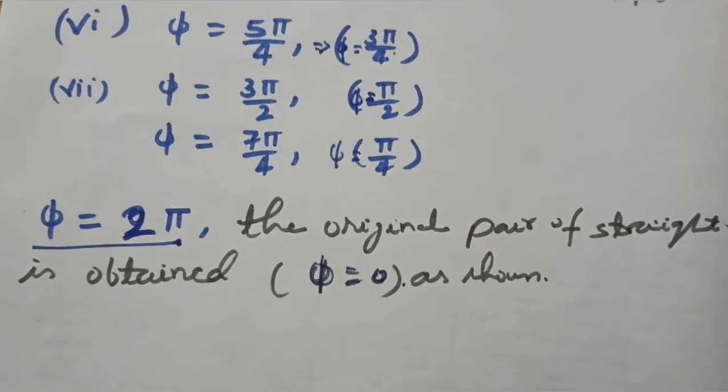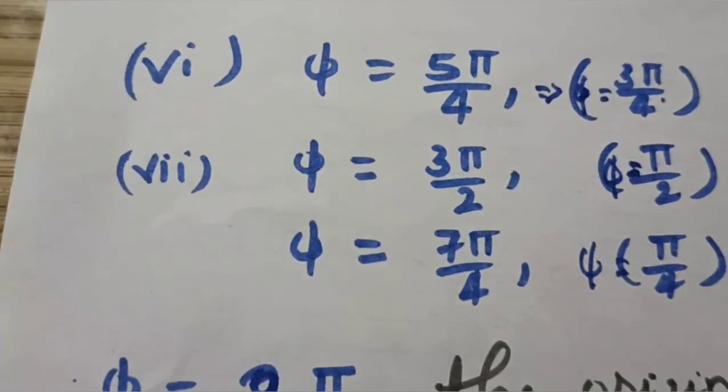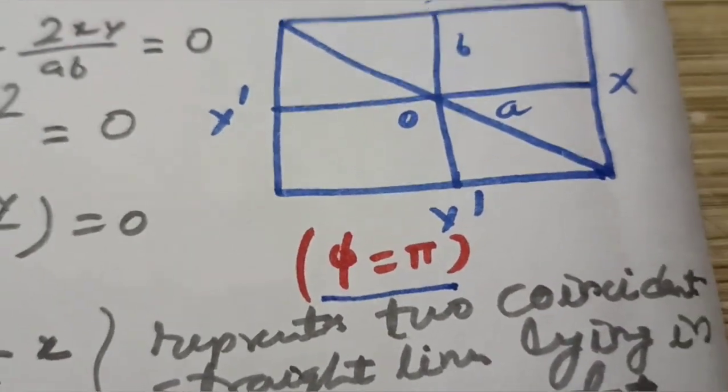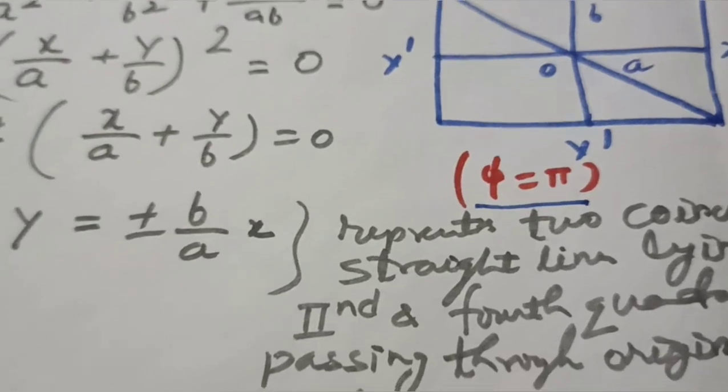So in the next lecture we shall discuss the phase diagram or the Lissajous figures for the case when they have the ratio 1:2.